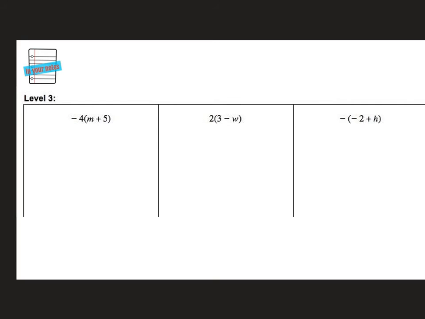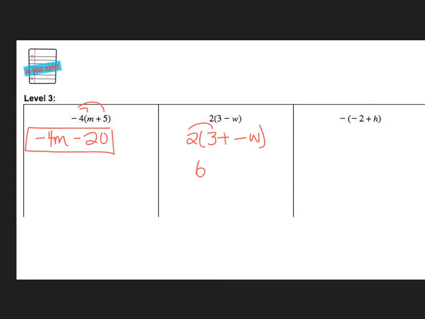Now we're actually going to look at our level 3 problems, which have us distribute and simplify on most of these. So let's look at our first one here. We have negative 4, and we're multiplying this through the parentheses. So negative 4 times m, and then negative 4 times positive 5 is negative 20. We've simplified that all the way. This one I see a minus inside. Let's go ahead and make that a plus negative. So 2 times 3 gives us 6. 2 times negative w is negative 2w. And that is as much as we can simplify this one.